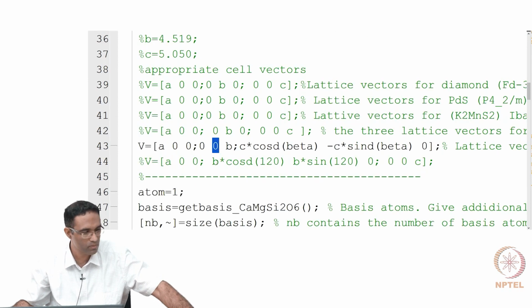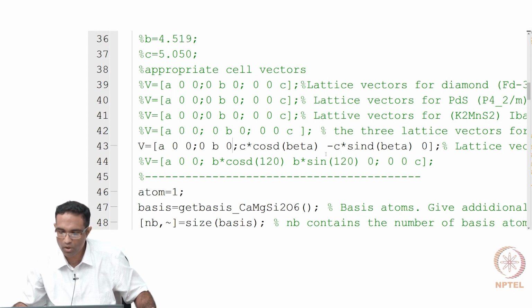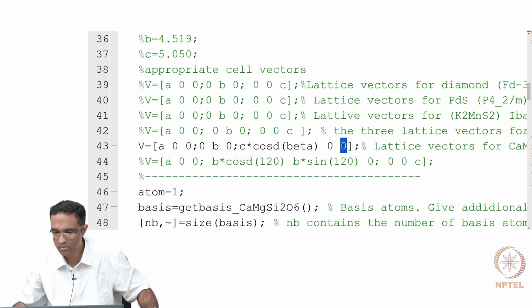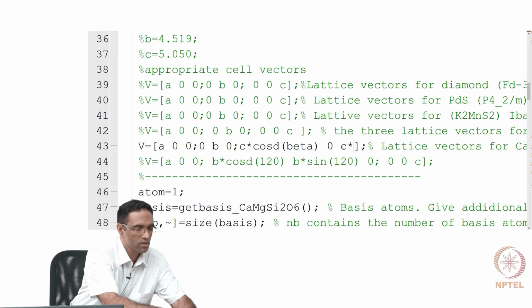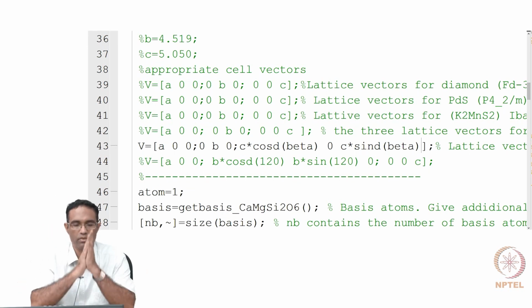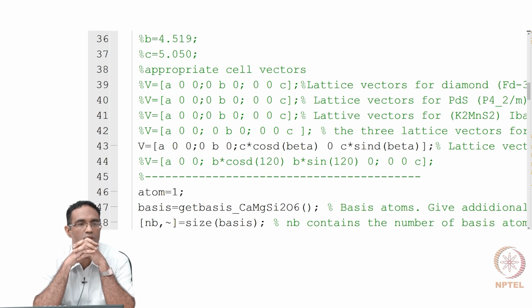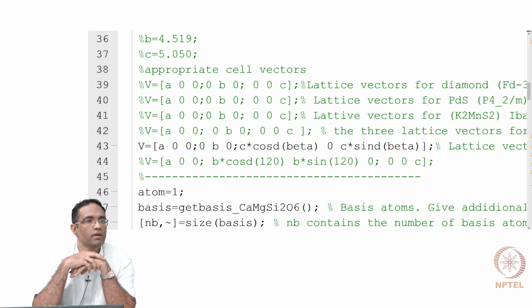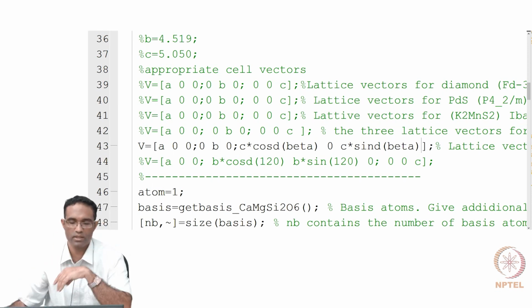So we had 0 B 0, then I had C cos d beta, 0 and C star sin d beta. Okay. So now we have defined our lattice vectors that we want to use for constructing our crystal system. The next task is to look at the Wyckoff positions and then define the various other atoms that are present within the unit cell.